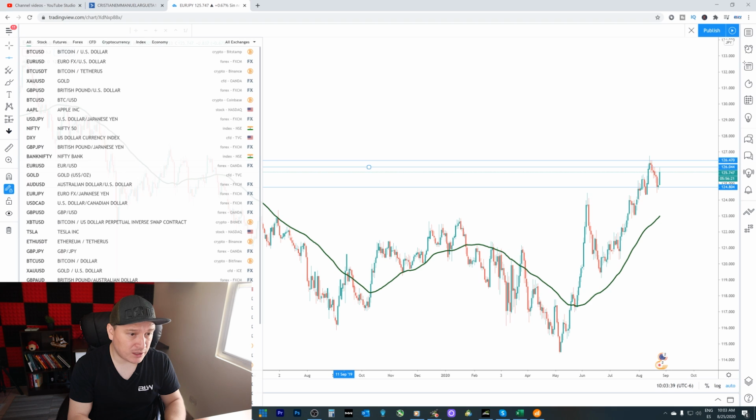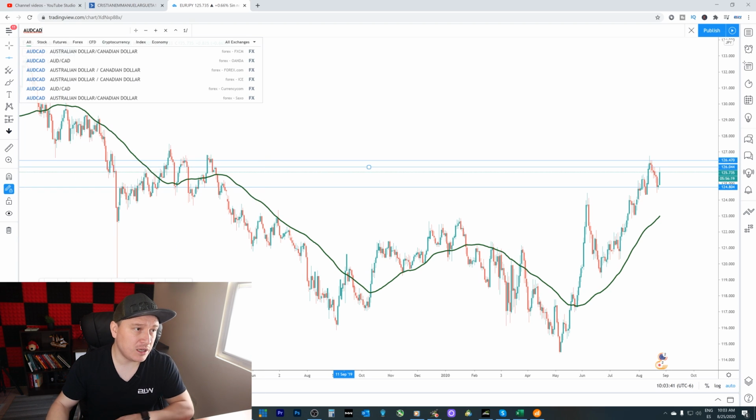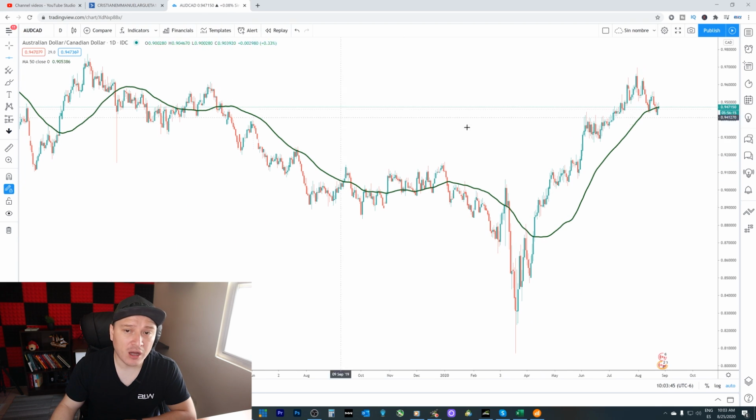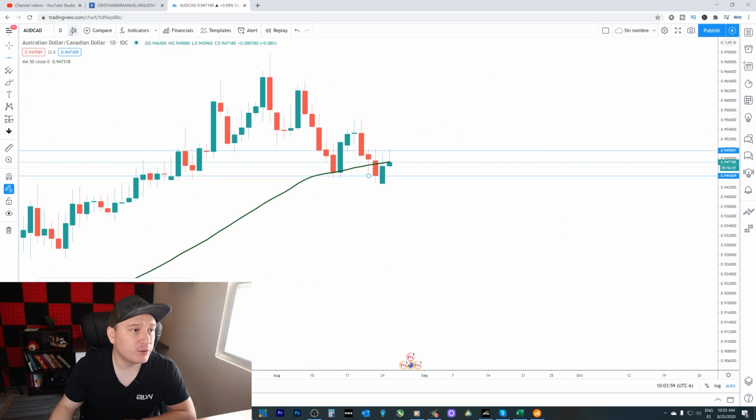So let me go ahead and see AUD, CAD. It's kind of an easy pair as well. So let's go ahead and take a look at it right here. This looks like a good resistance line, perfect. And this looks like a good support line right here. All right. So looks like we have a good opportunity here.